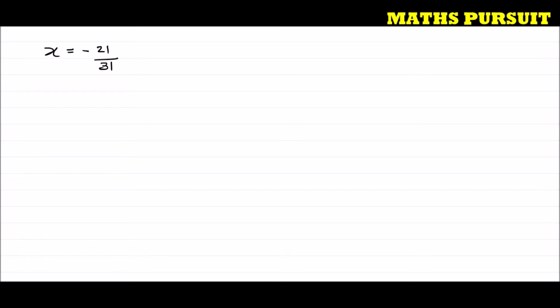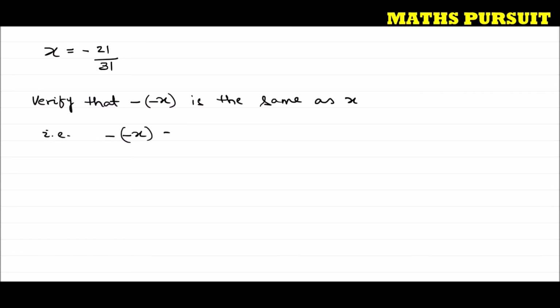The question has given us x is equal to minus 21 upon 31 and the question is asking us to verify. What to verify? To verify that minus into minus x is the same as x. That means we can write minus into minus x is equal to x. This is what we need to verify.